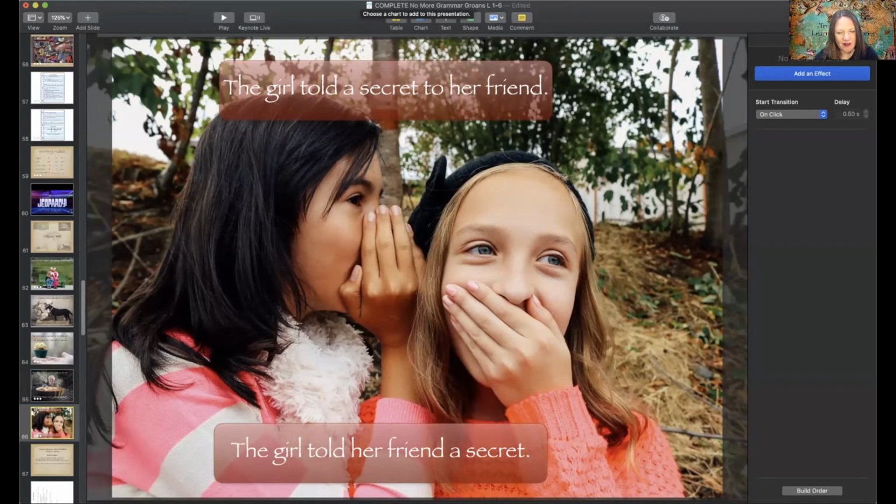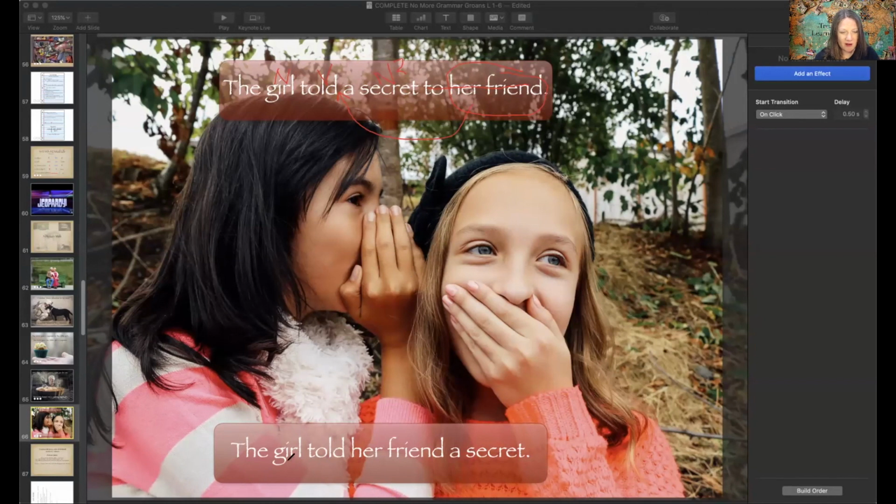The girl told a secret to her friend. We have a prepositional phrase, to her friend. Told is the verb. Girl is the noun. What was told? Secret is the direct object. What do we need to do to make an indirect object? That's right. You could take out her friend and move it here after told, after the verb.